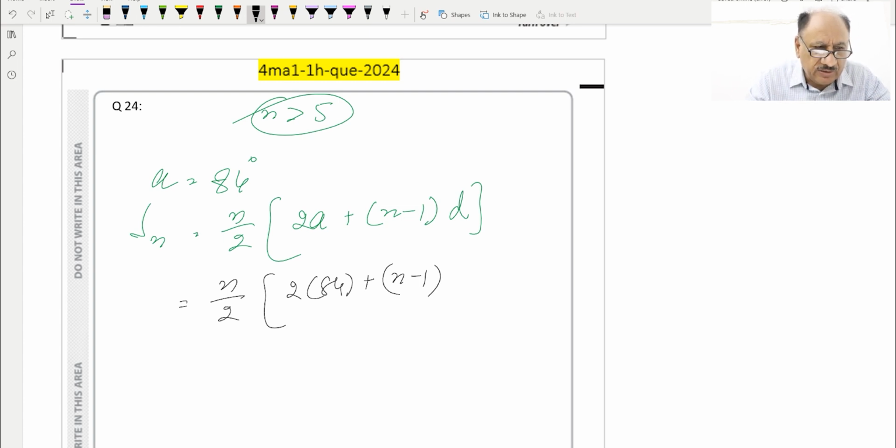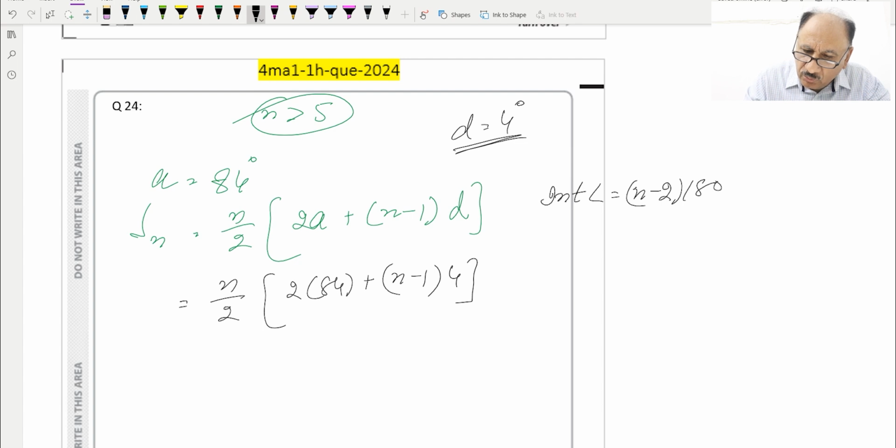They are saying that the difference is 4, so d is equal to 4 is given, so we'll be using this 4 over here. We know the formula for the interior angles of a polygon: the sum of interior angles is equal to (n minus 2) into 180, where n is the number of sides. So we will equate this to (n minus 2) into 180. Now we can simplify this.